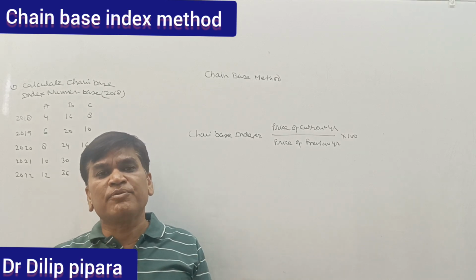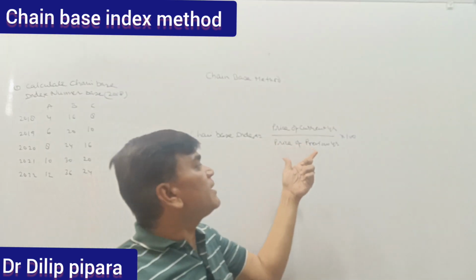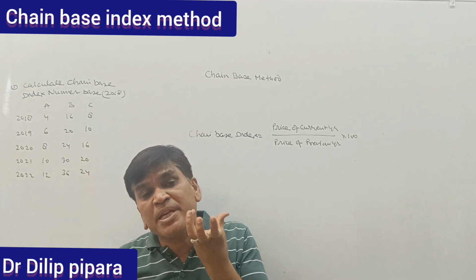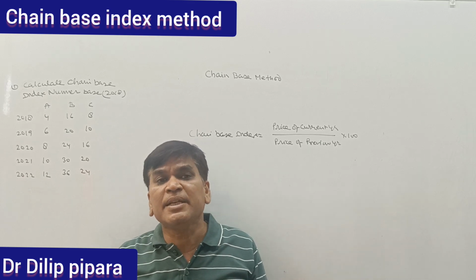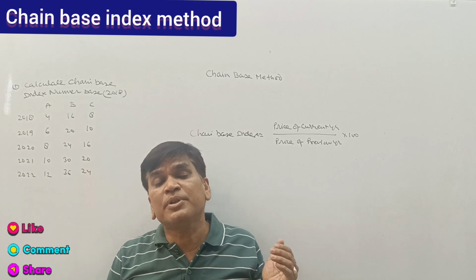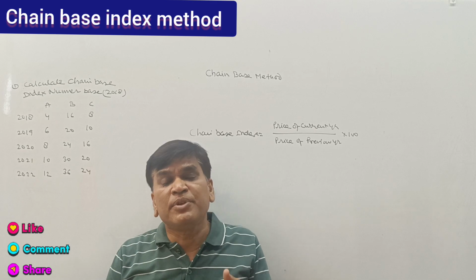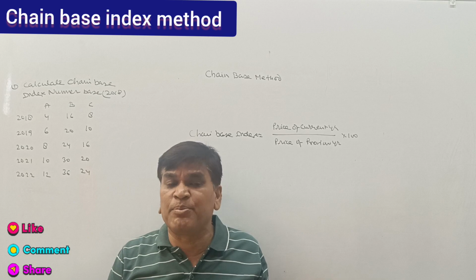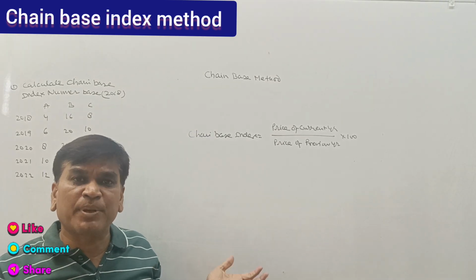In chain based index number, we use this formula: the price of the current year divided by the price of the previous year, multiplied by 100. It means the base year will change every year. For 2019, the price of 2018 will be treated as the base year, but for 2020, not the price of 2018, we will use the 2019 price as the base year. So there is a major difference between the chain based index number and the simple index number.